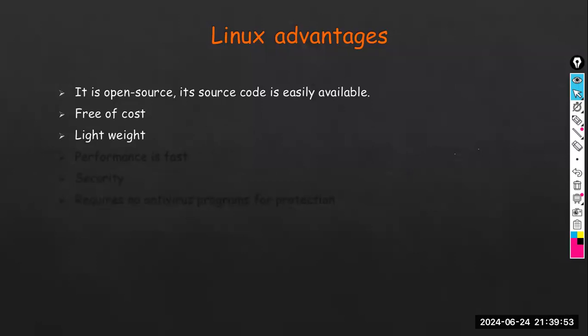If you install Windows operating system, it may take 30 GB storage for installation. But if you install Linux operating system, it takes maximum 8 GB only. So that's why you call it lightweight. And the performance is also very fast. Why is performance fast? Because it is having less storage. If less storage is occupied, performance will be more. If the storage is full, it will take some time to load.